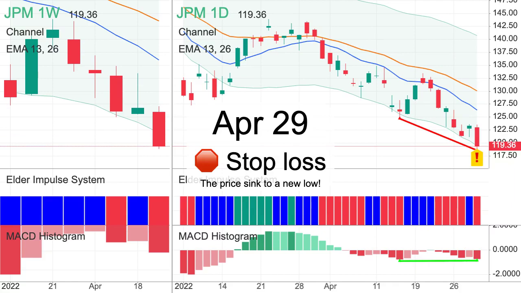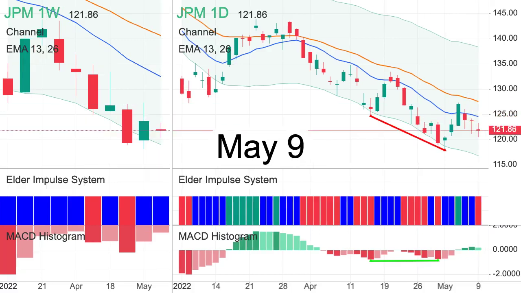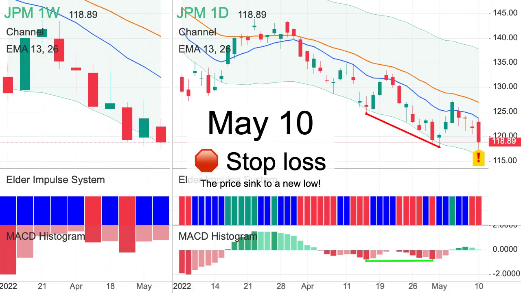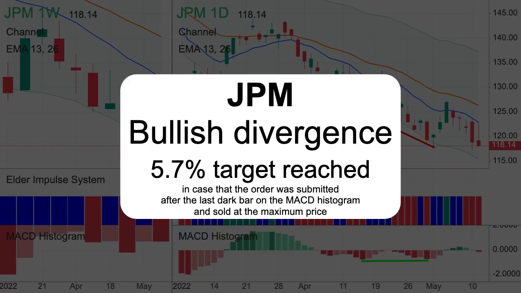The price sank to a new low. Do you plan to submit a new order? A new low. The price sank to a new low. MACD histogram crossed the zero line. 5.7% target reached.